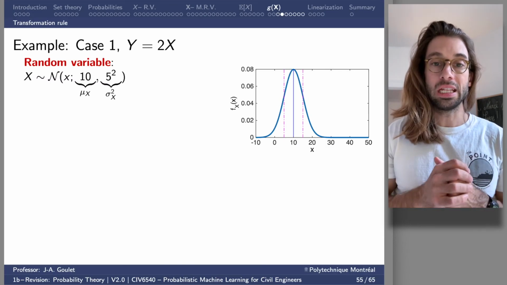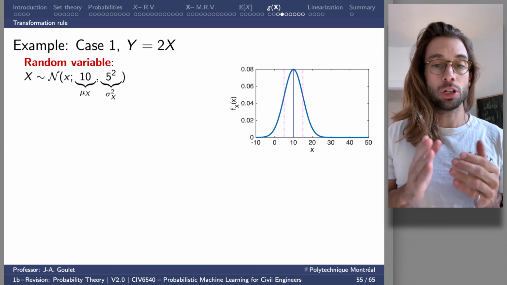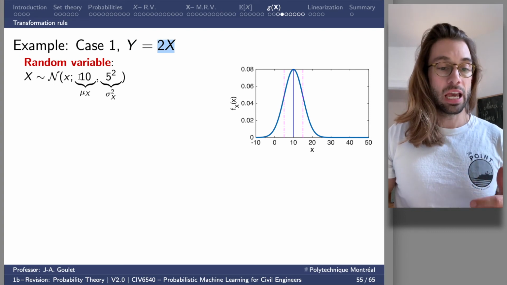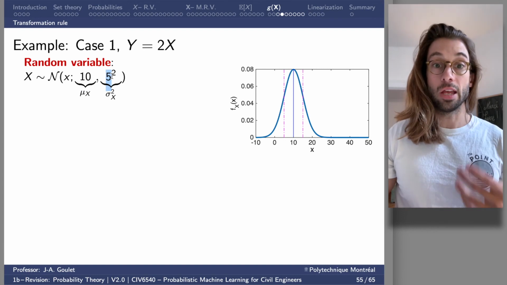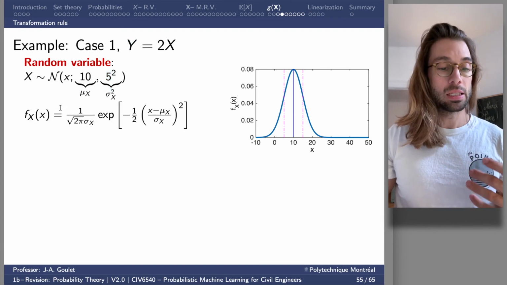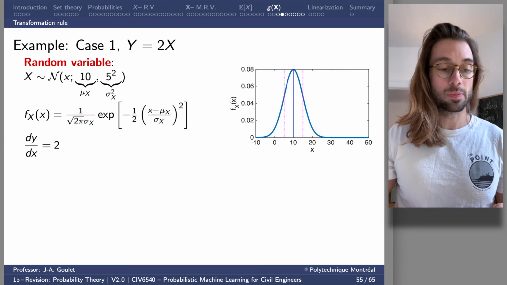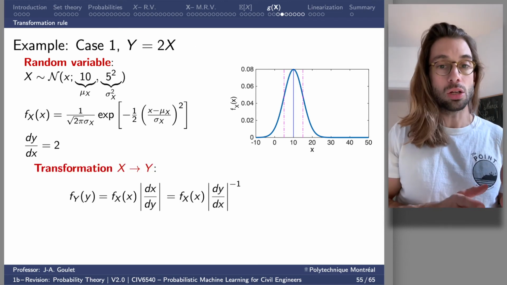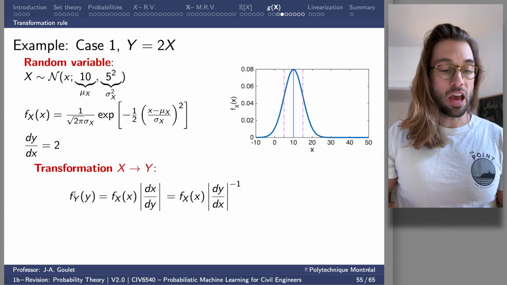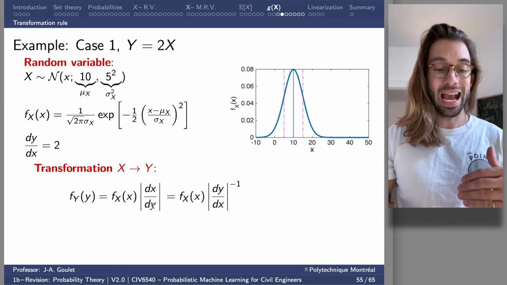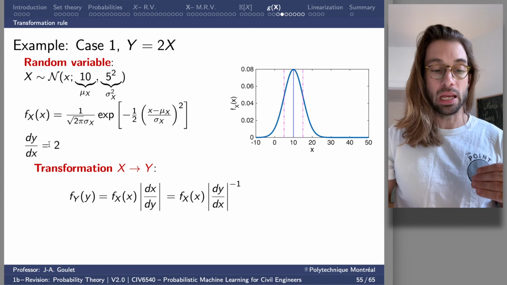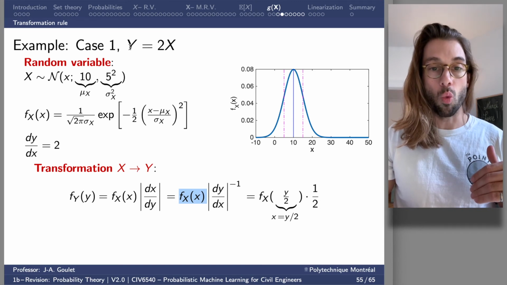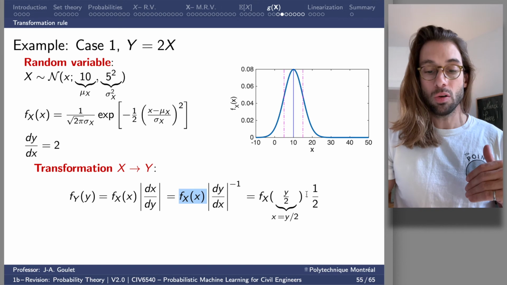Okay, let's dig a little more into detail of how we obtain these quantities. We're going to look at the case where the function is Y equals 2X. We know the PDF of X has an expected value of 10 and a standard deviation of 5, and we're looking for the PDF of Y. This is the analytical expression for my PDF of X. And I know that dy/dx, the derivative of that function, is simply 2. So my transformation from the X space to the Y space is going to be f of Y equal f of X times, in absolute value, dx/dy, where dx/dy is the inverse of dy/dx. So basically, it's my PDF of X evaluated at X equal to Y over 2. So I replace X by Y over 2, times 1/2.